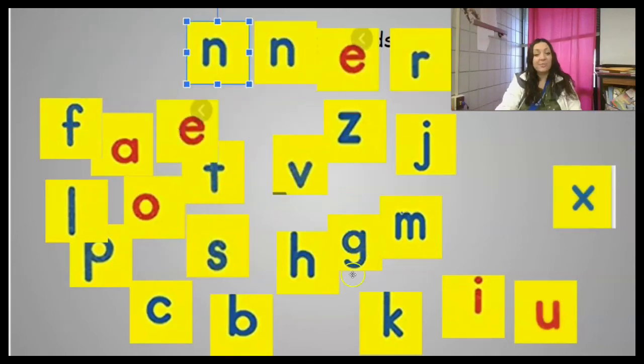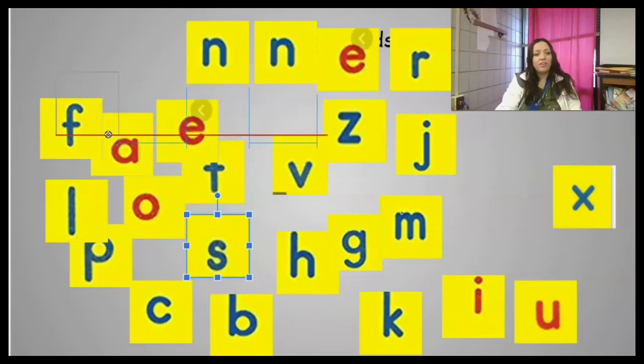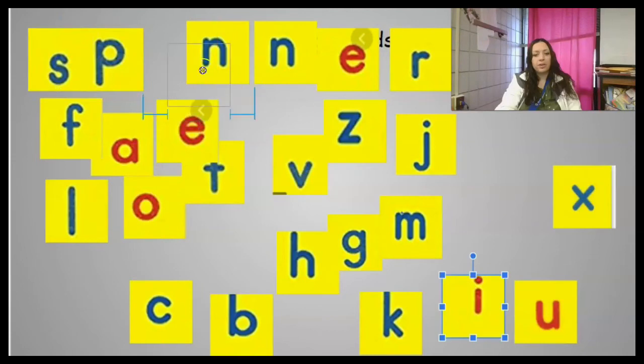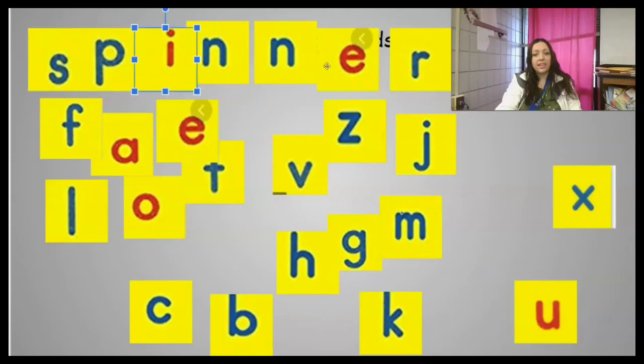All right, let's try another one. We're going to try to make a really big word now. What if I pull that blend SP up here, and I pull an I, and then I have my N's and my ER. Are you ready? I have spinner, very good.